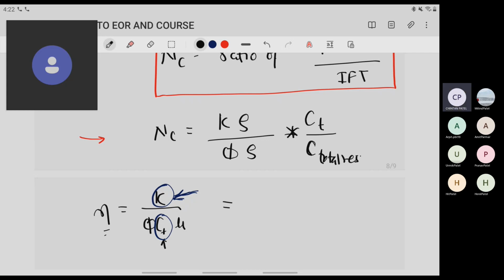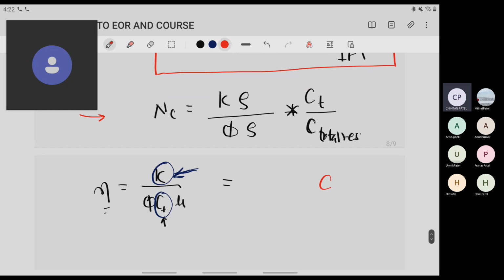And if I arrange this, still I am confused. I will verify this tomorrow, whether it is forming any relation. You know, thermal diffusivity is simply like we have K by phi C_t mu. In the same way, we have C by rho as the thermal diffusivity. This is our thermal diffusivity. C is the thermal coefficient.